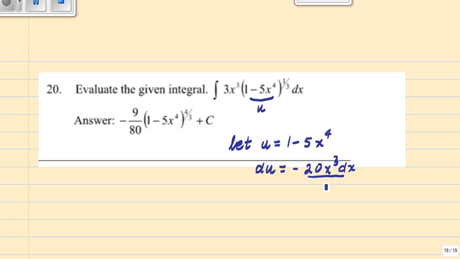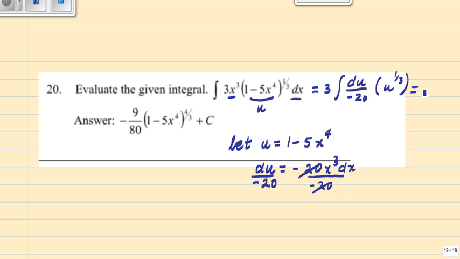Divide both sides by minus 20. So this cancels, and now the cube root we can take outside. Now I have x cubed dx, which is equal to du over minus 20. And then I have 1 minus 5x to the 4th, which is u to the power of 1/3.